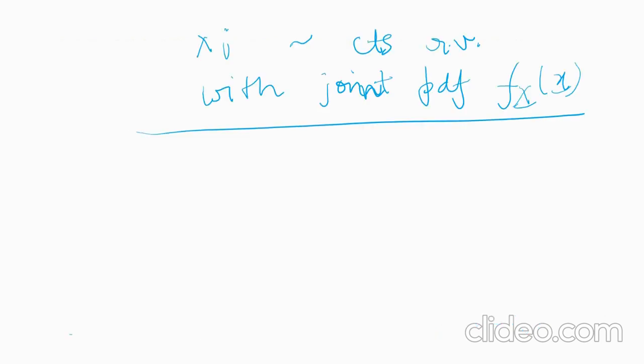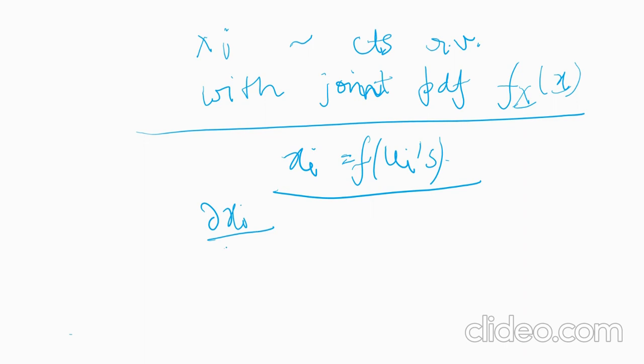Here we have given f_XY. So what we can do is define the variables x_i in terms of some u_i, like f of u_i, better say. We can do this transformation, and then we find the partial derivatives del x_i by del u_j.